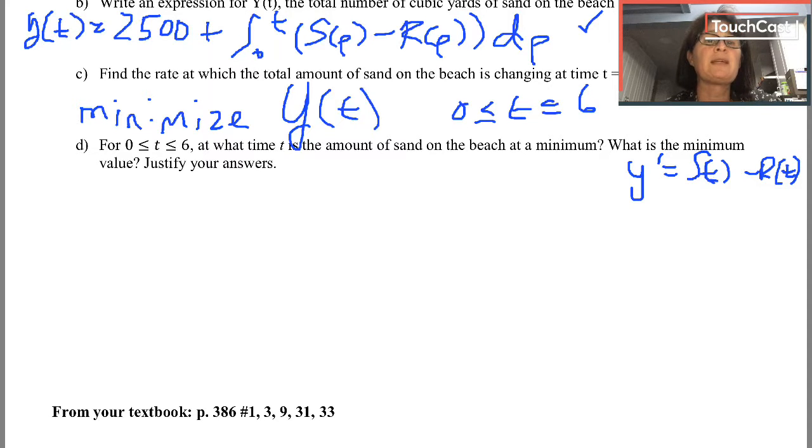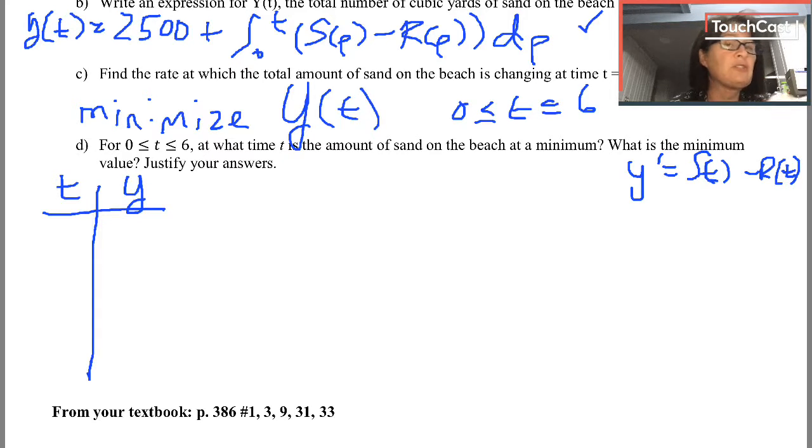And what do I need to do? I'm going to make a table of values. And I need to know my candidates. I want to minimize the amount of sand, which I called y. My candidates are times 0 and 6 because they are the endpoints, and any critical points of y. Well, critical points of y are places where y prime equals 0.